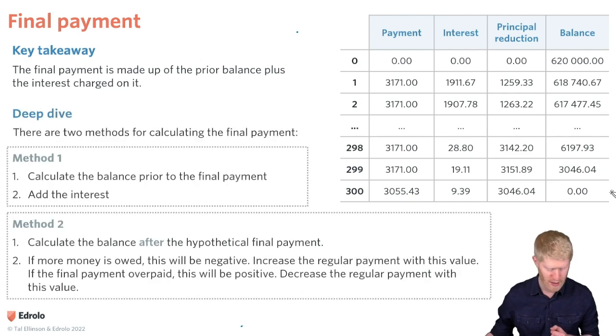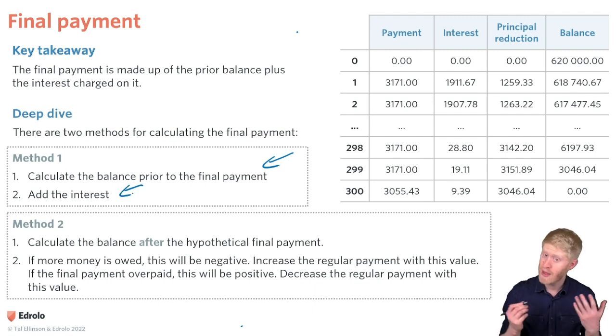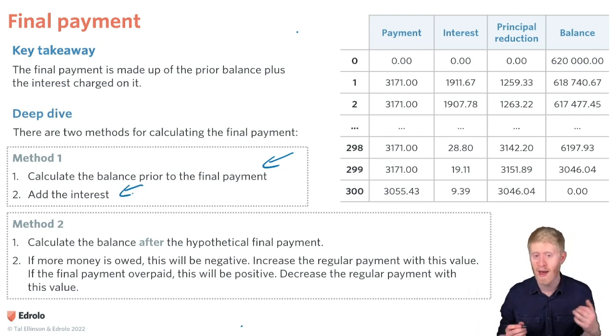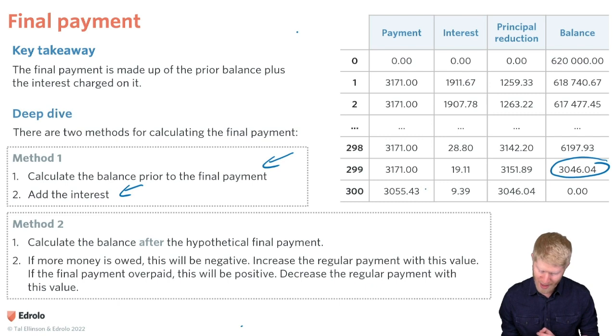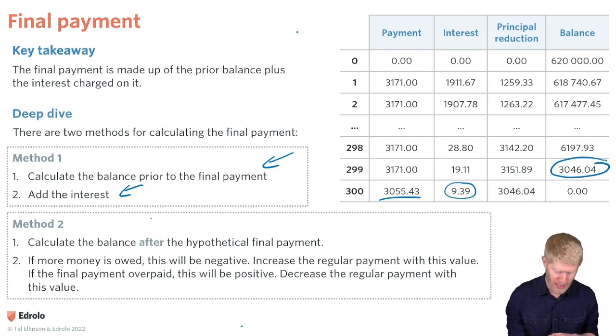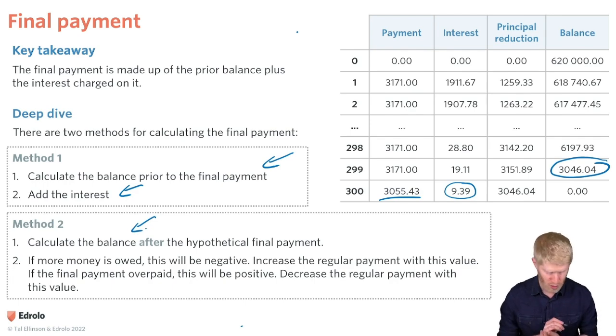The first one is what I just said. We look at the balance prior to the final payment, we add the interest. And if we do that, yay, we know what our final payment should be. That's actually the method that I use because I find it easiest to remember. It makes logical sense to me. And when I think about it, I visualize this amortizing table. I think I want the previous balance, I want to add my interest, and that's going to give me my final payment. There's a second method, which also works and is pretty cool. We're going to get into that a bit later, and I'll show you how it works there.